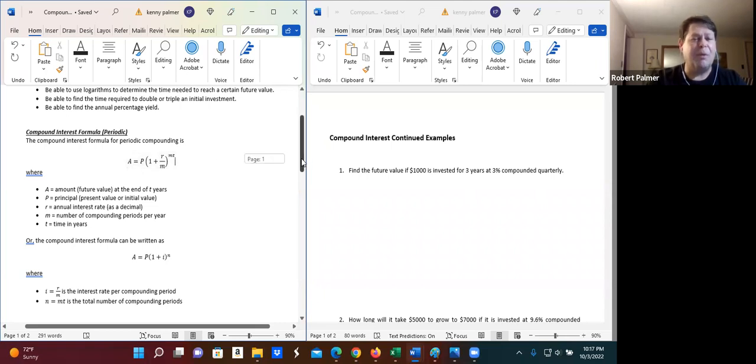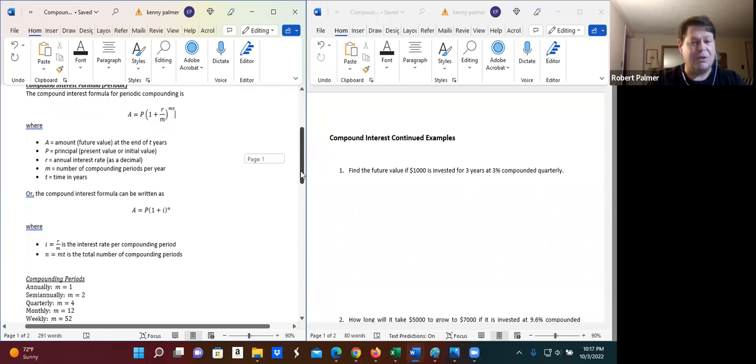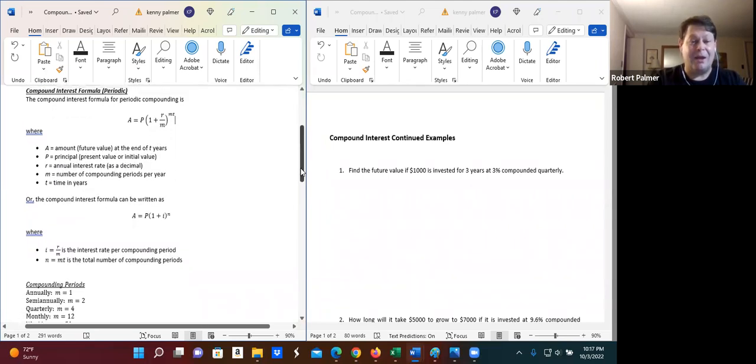Now, this formula can also be written in a simpler way, although it still contains the same information, like this. A is equal to P times, in parentheses, 1 plus I to the n, where I is the same as R over M. It's also known as the interest rate per compounding period. It is simply R, your interest rate as a decimal, divided by M, your number of compounding periods per year. And then n is the total number of compounding periods. We get that by M times T, the number of compounding periods per year times the number of years.